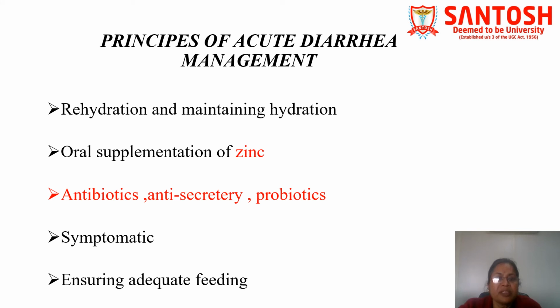Again, I am repeating the same thing. We have to maintain the hydration. We have to regain the hydration. Zinc, I have told you the dose is different between the age of 2 months to 6 months. It is 10 mg. Above the age of 6 months to 5 years, it is 20 mg. And how many days is it to be given? The answer is 14 days.